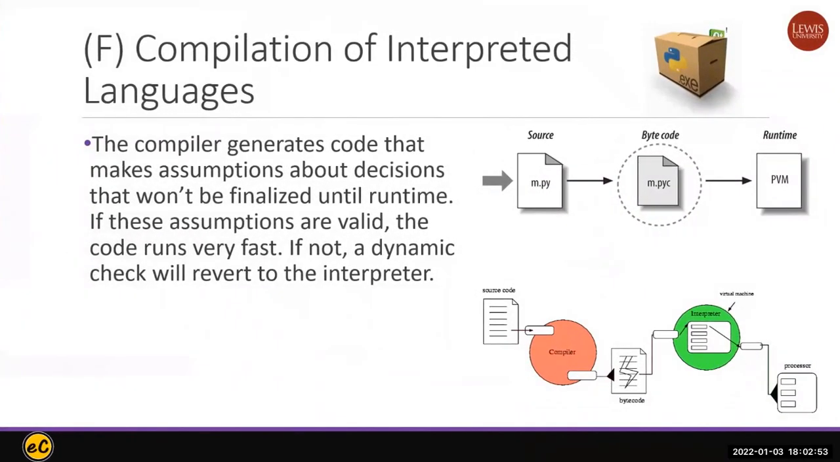So above, we talked about the so-called compiler strategy. Now we talk about the strategy for interpretation. The compiler generates code that makes assumptions about a decision that won't be finalized until runtime. If these assumptions are valid, the code runs very fast. If not, dynamic checking will revert to the interpreter.